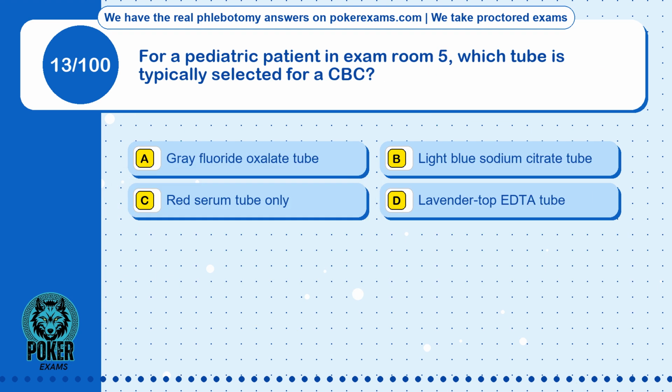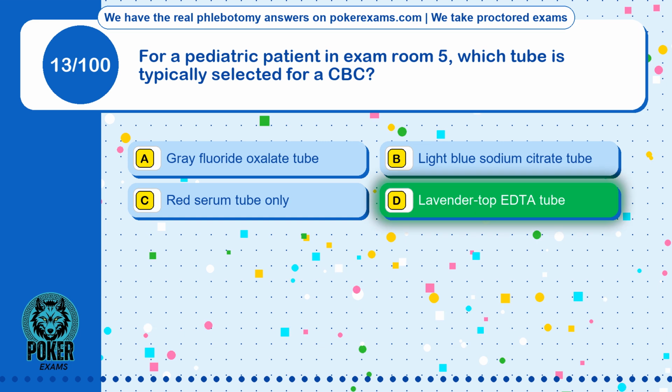Question 13. For a pediatric patient in exam room 5, which tube is typically selected for a CBC? Option A, gray fluoride oxalate tube. Option B, light blue sodium citrate tube. Option C, red serum tube only. Option D, lavender top EDTA tube. The correct answer is option D.